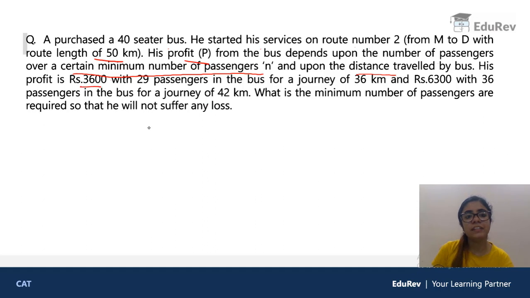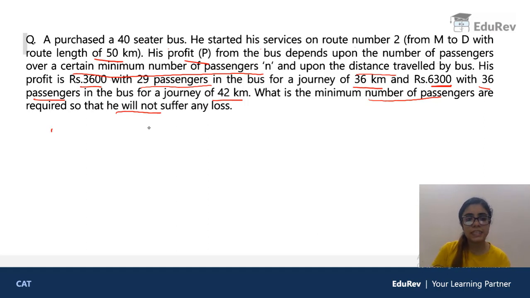His profit is 3600 with 29 passengers in the bus journey of a distance of 36 kilometers and it is 6300. So the profit is 6300 with 36 passengers for a journey of 42 kilometers. What is the minimum number of passengers required so that he will not suffer a loss?